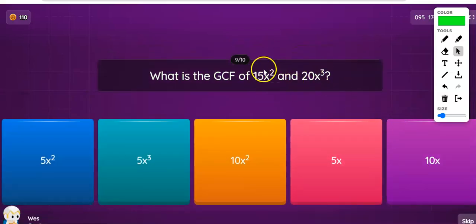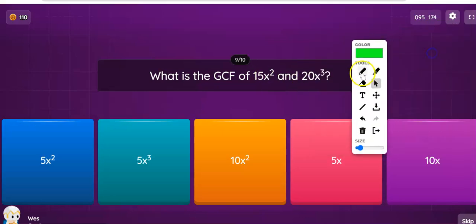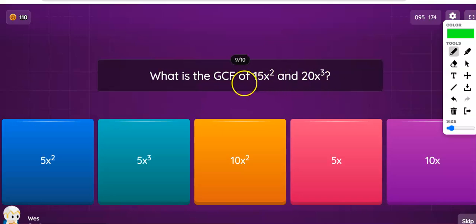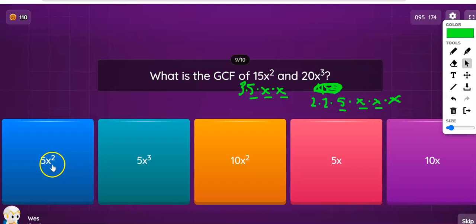What's the GCF of these two? Just added this question. 15 and 20. 15 would be 3 times 5, and the x squared would be x and x. 20 would be 4 times 5, but wait, 4 is 2 times 2, by the way. And 3 x's. What's the most they have in common? They both got a 5, and they both got 2 x's. 5x squared.